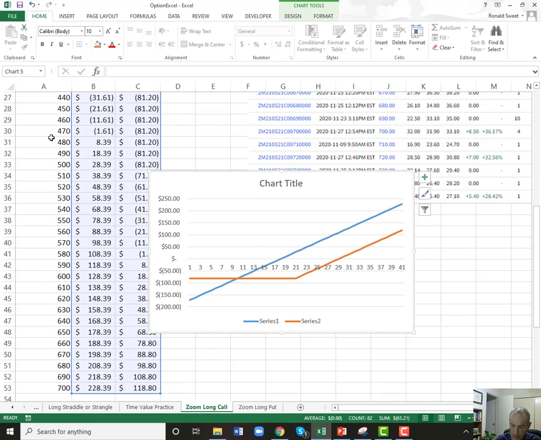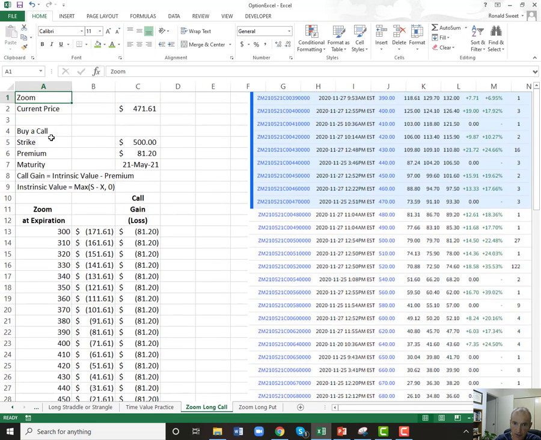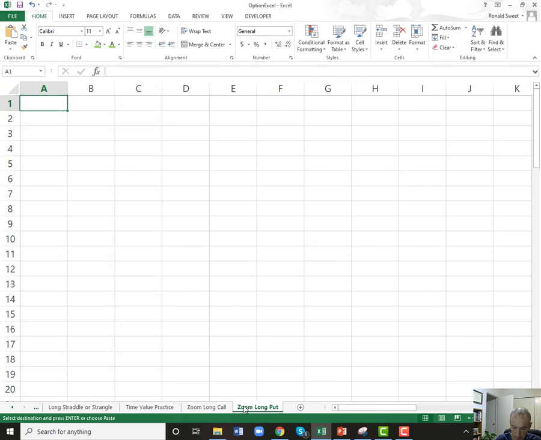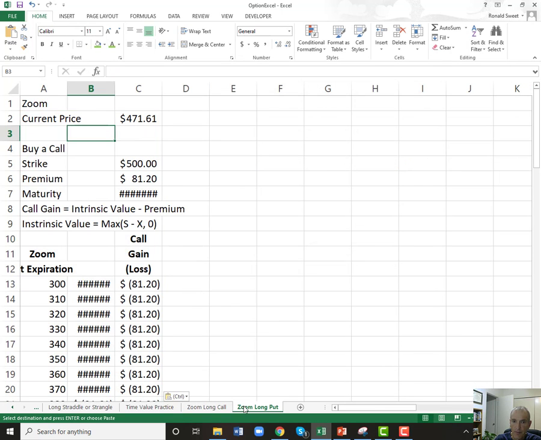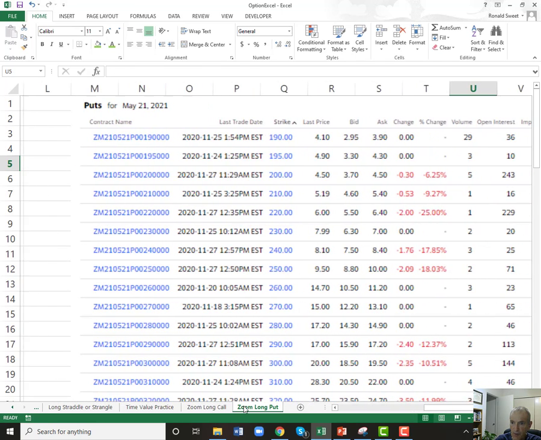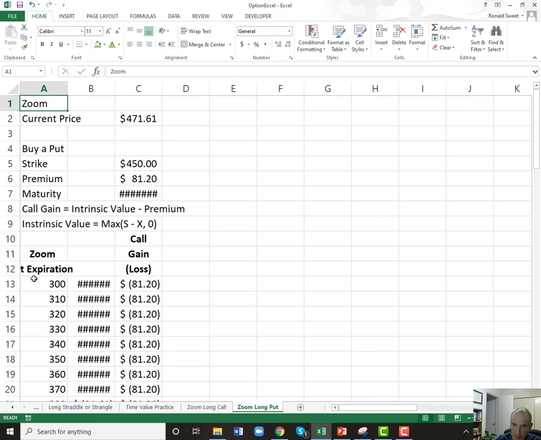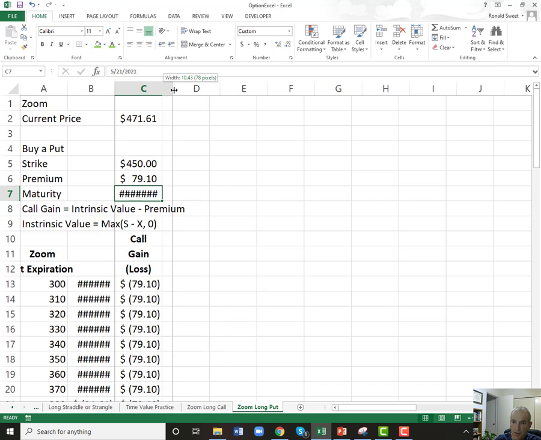Let's do the same thing with puts. So I'm going to bring some of this stuff over just to save us some time. So we're going to buy a put. We'll do a strike. Let's do 450. So let's find put strike at 450. The premium is $79.10. It matures in May.